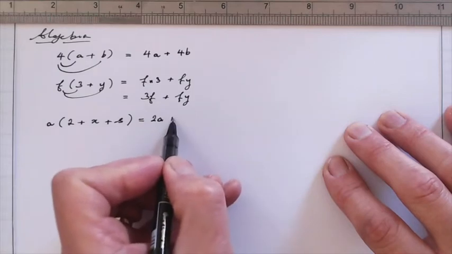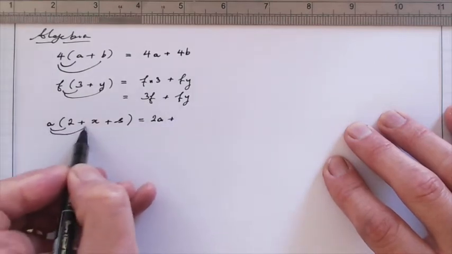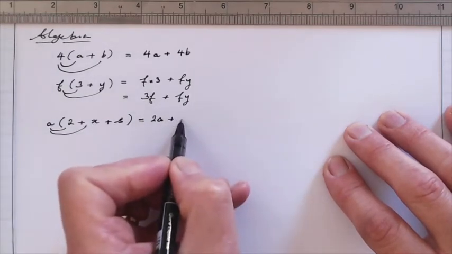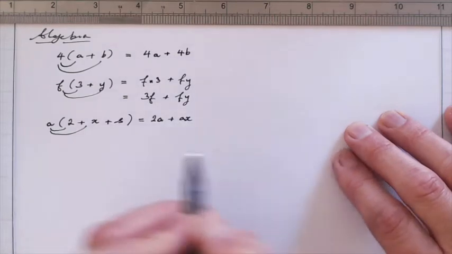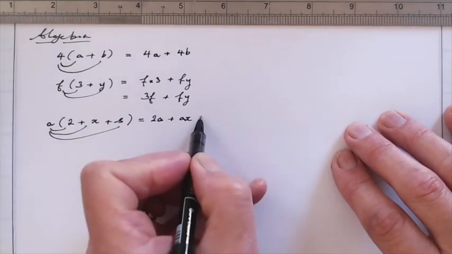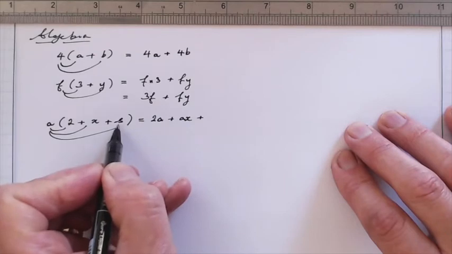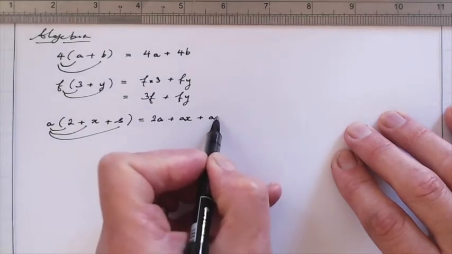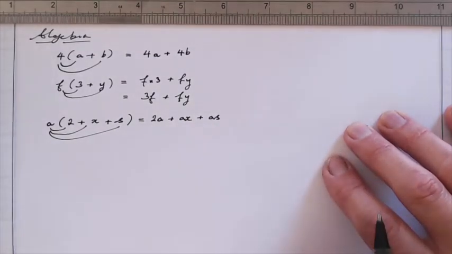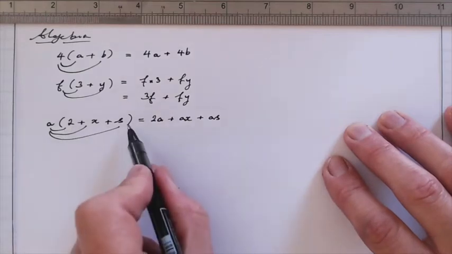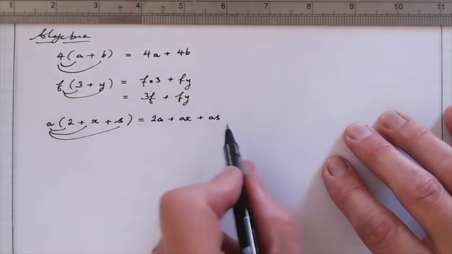Then I have plus a times x, and finally plus a times s. Okay, and no matter how many symbols I had in the brackets, I just deal with them one by one.